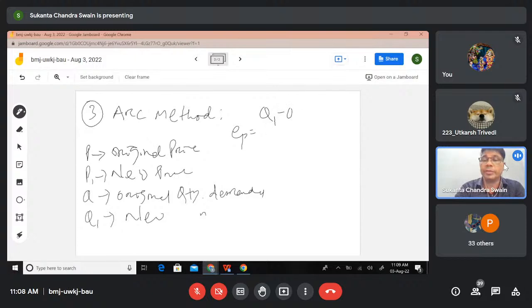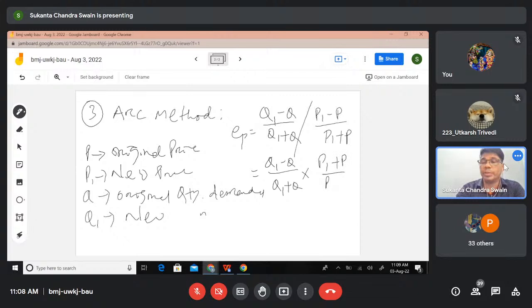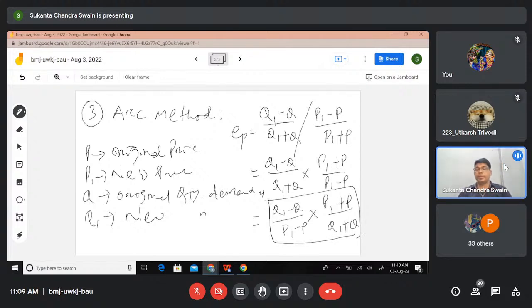Q1 minus Q divided by Q1 plus Q, divided by P1 minus P divided by P1 plus P, which is equal to Q1 minus Q divided by Q1 plus Q into P1 plus P divided by P1 minus P. So now it will be Q1 minus Q by P1 minus P into P1 plus P by Q1 plus Q. Or you can again write it as del Q by del P into P plus P1 by Q plus Q1.